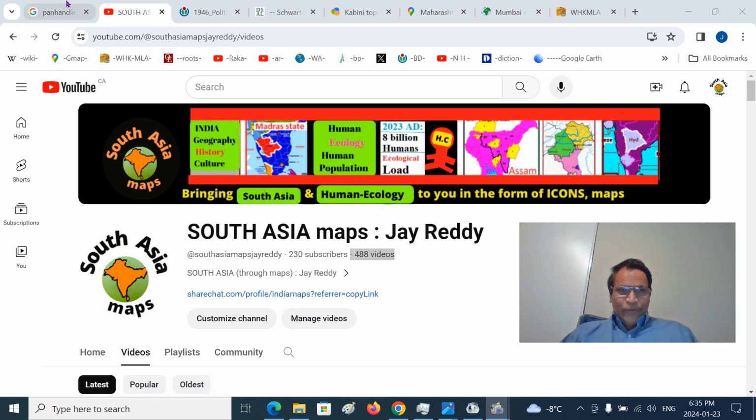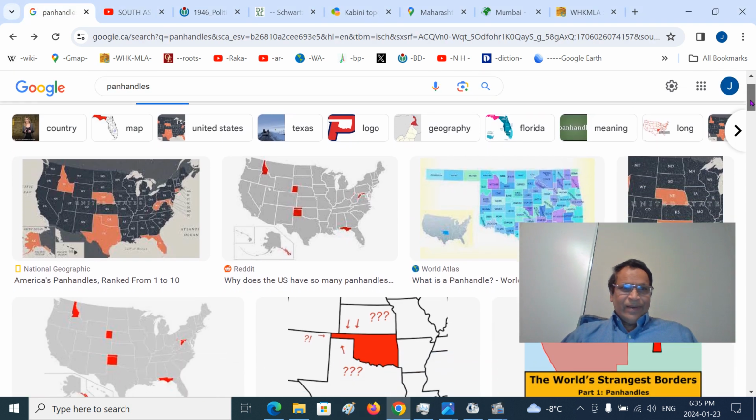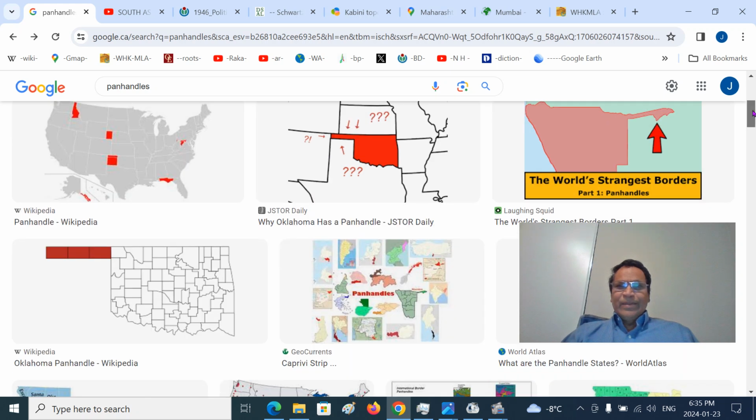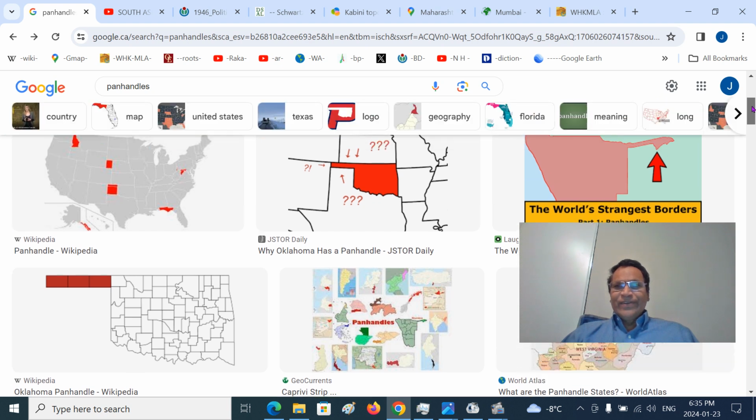When you see the panhandles, most of the time you see the United States panhandles here: Texas panhandle, Nebraska panhandle, Idaho panhandle, and Florida panhandle. It's the Oklahoma panhandle. That's the main region, and this is the handle region. You can see the panhandle of Namibia. The strange borders, rather, you can say, Caprivi panhandle of Namibia, and so on.